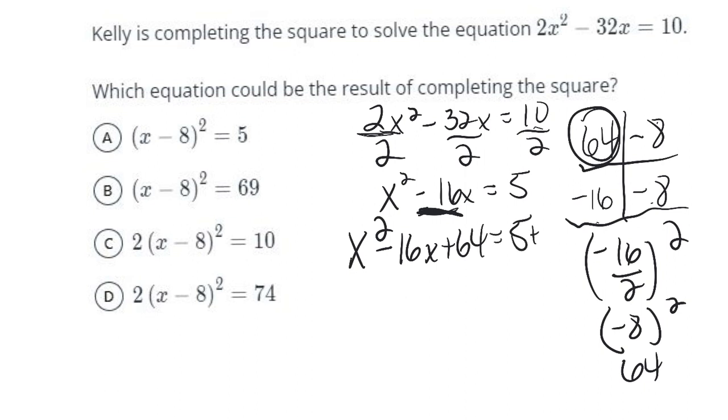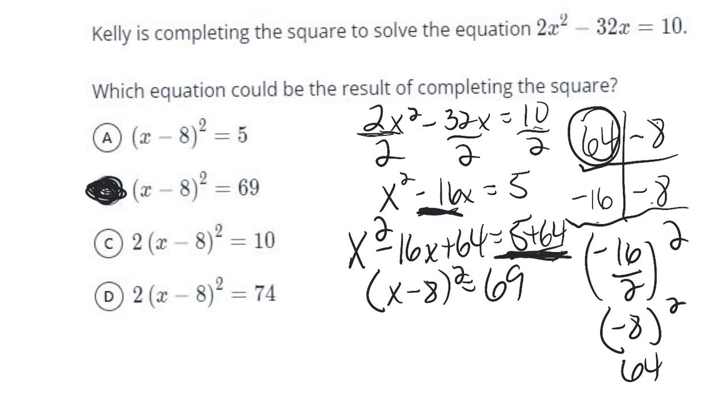x squared minus 16x plus 64 equals 5 plus 64. We know that this is a binomial squared, so this is going to be x minus 8 squared, and then 5 plus 64 is 69. So the correct answer would be B. Please remember that once you add that magic number to both sides, you need to make sure that you simplify the right-hand side. So 5 plus 64 is 69.